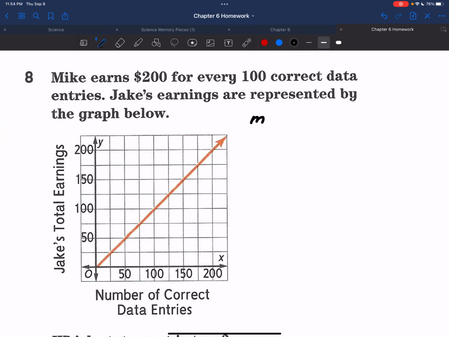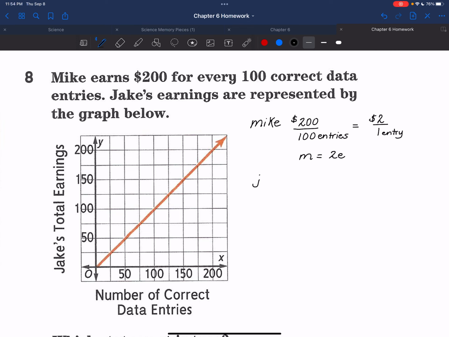So Mike earns $200. That's going to be the dependent variable, and that depends on his correct data entries. So dollars to entries, and if we reduce that down to unit rate, that means he earns $2 for every correct entry. So his equation will be Mike is $2 per entry.